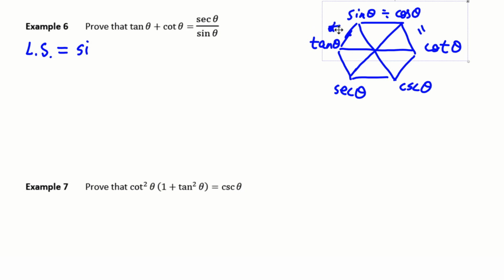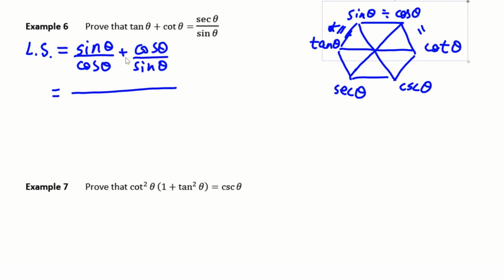So now tan theta equals sine theta over cosine theta, and cotangent theta equals cosine divided by sine. So this is a fraction. I think we need to have the same denominator. We could cross multiply by cosine theta times sine theta to both the numerator and the denominator.